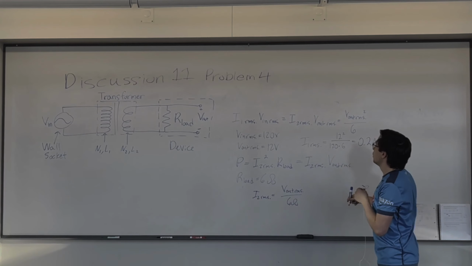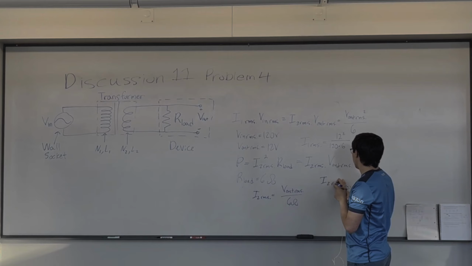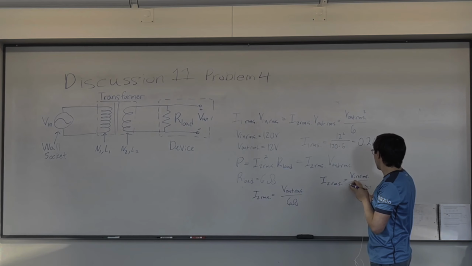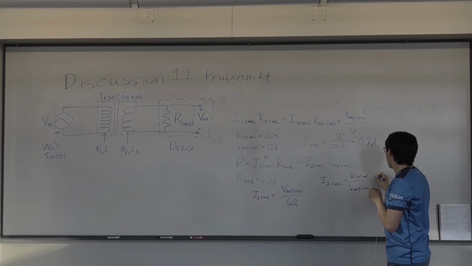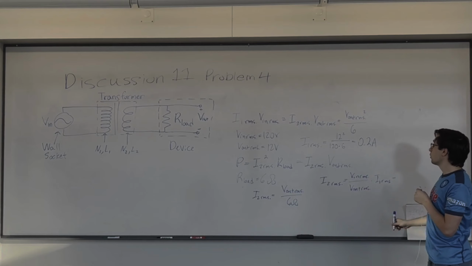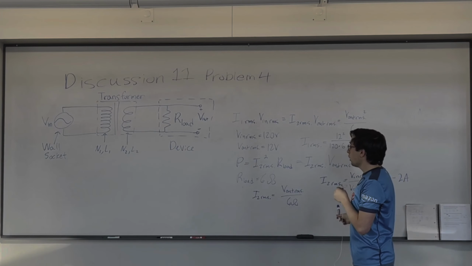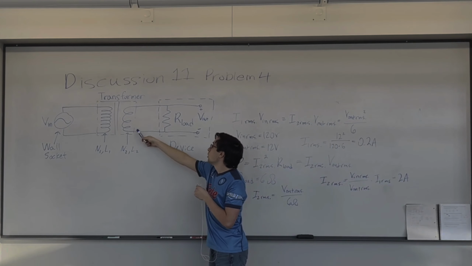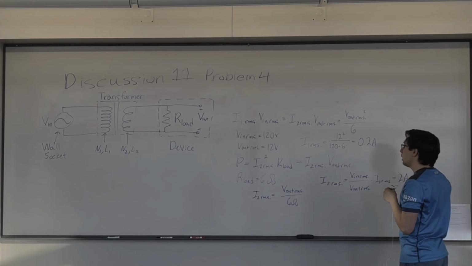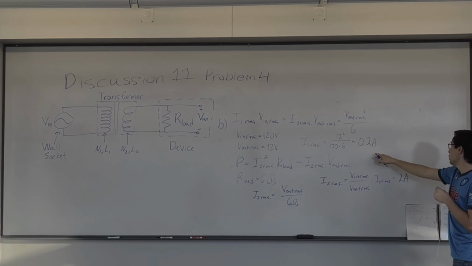Now that we know this, we can come back to our original equation here, and we can also say that I2 RMS is V in RMS over V out RMS times I1 RMS. And this ratio here is 10, as we know. And so we get 2 amps for our average current delivered to our device here. Okay, and that is part B. So, part B: 0.2 amps, 2 amps.